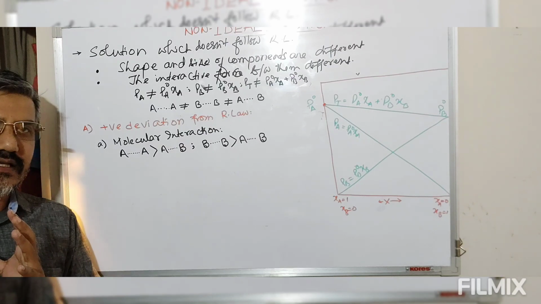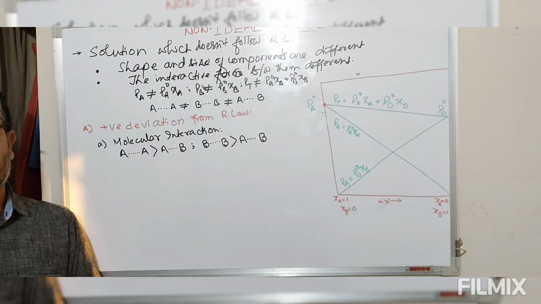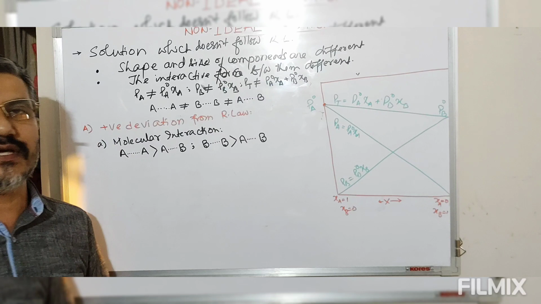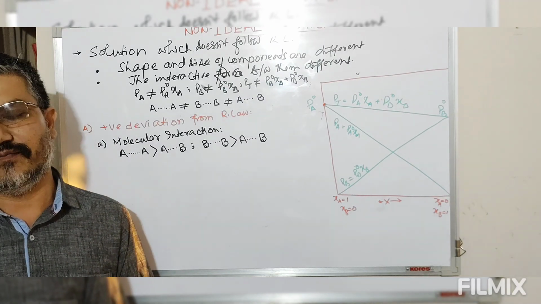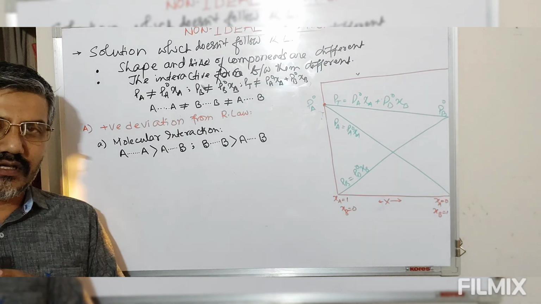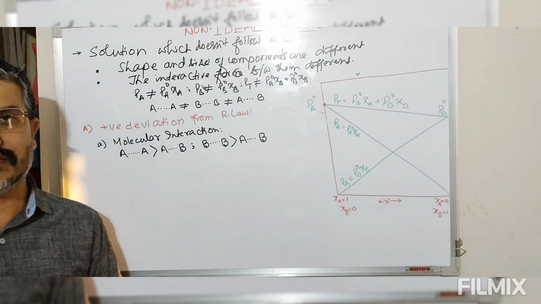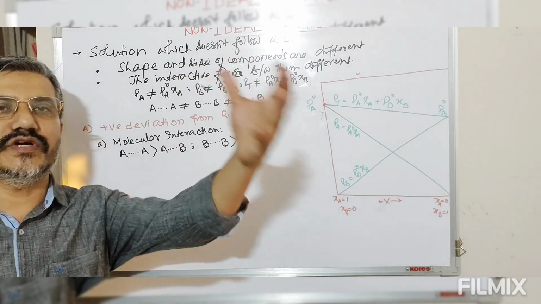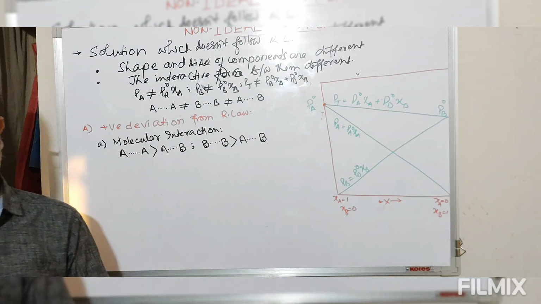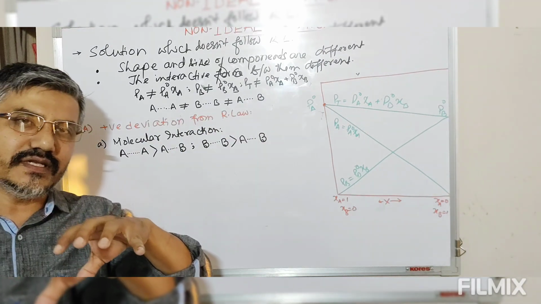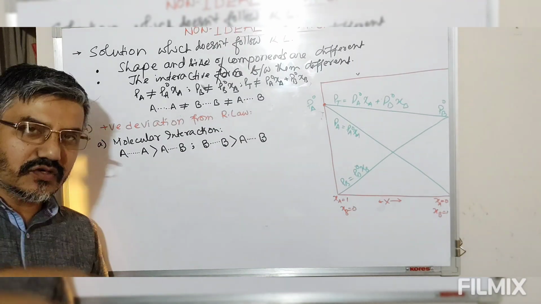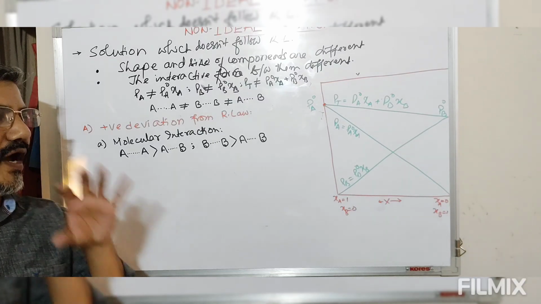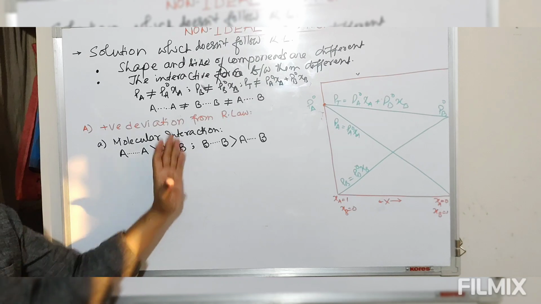That means, simply saying, in liquid solution, A is not comfortable in the company of B, or similarly B is not comfortable in the company of A. So when A and B are not comfortable with each other in the solution, then what is happening is these molecules of A will try to leave the liquid and go into the vapor phase because they are less comfortable in the liquid solution. Similarly, B being less comfortable in the solution, the molecules of B will also try to move into the vapor phase. So this is the reason why the solution is showing positive deviation.